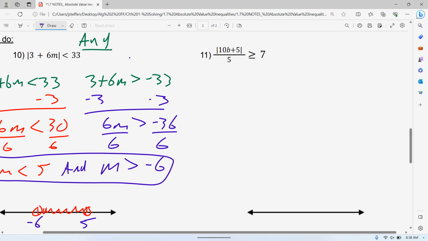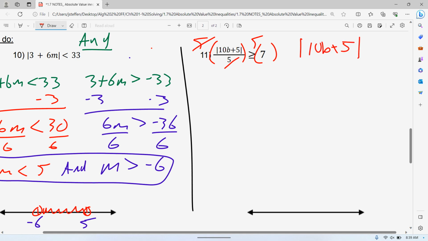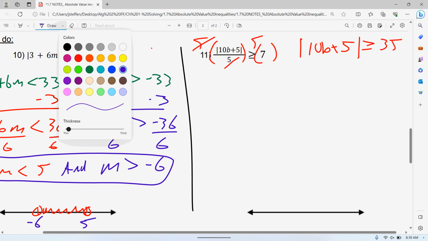And number 11. We have to get the absolute value by itself first, so you need to multiply both sides by 5. That 5 cancels. We end up with the absolute value of 10b plus 5 greater than or equal to 35. And now is where you split it up, the absolute value all by itself first, just like we did yesterday.